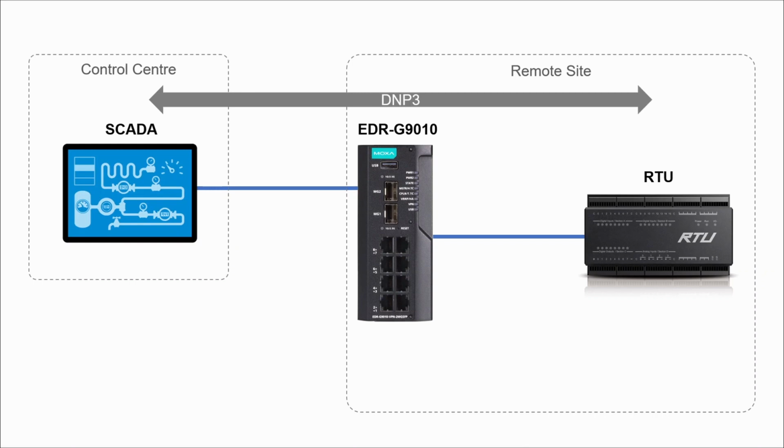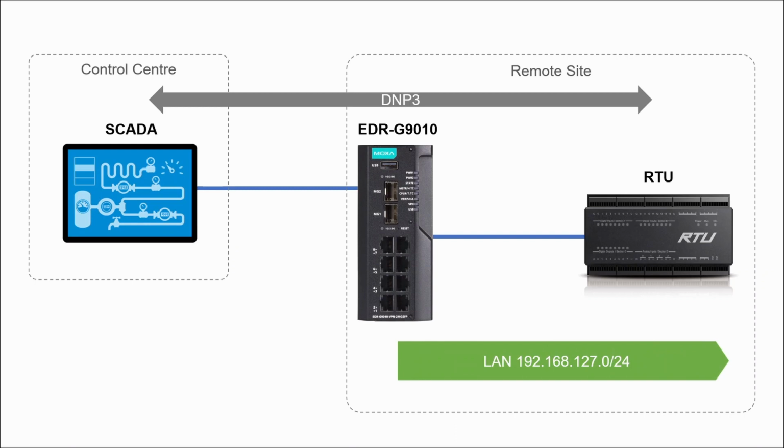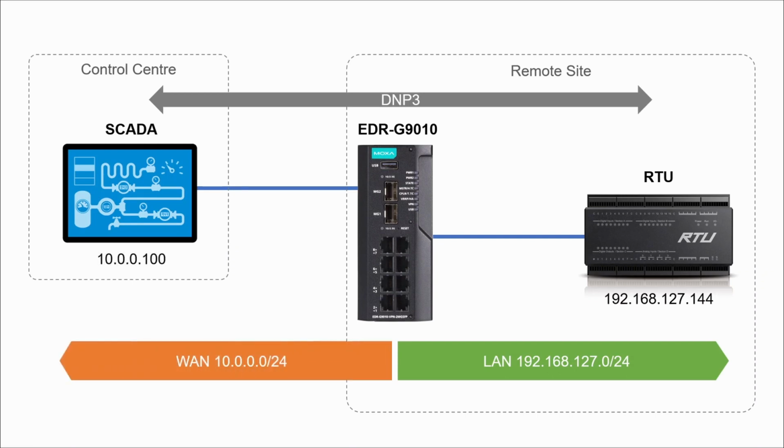The local area network of this site is 192.168.127.0/24, and RTU has an IP address of .144. The entire site is connected to a wide area network that uses 10.0.0.0/24 subnet. One of the common ways to establish connectivity between LAN and WAN is to use network address translation, or NAT for short. This is also how most of the home routers work.